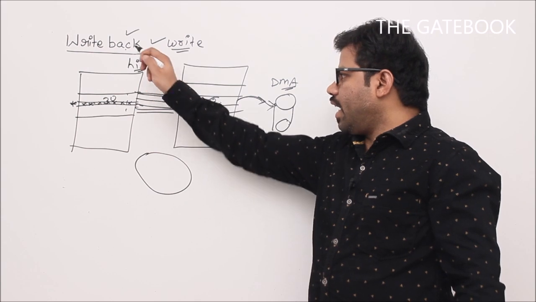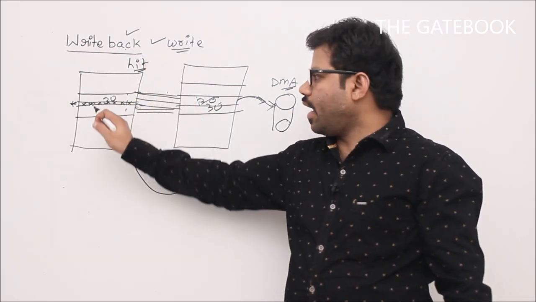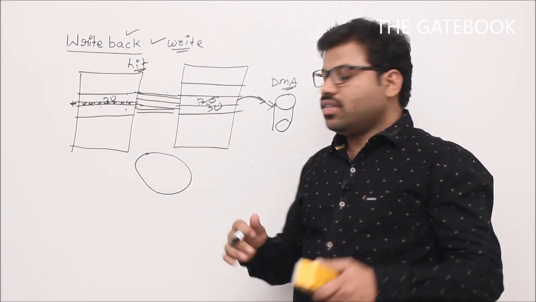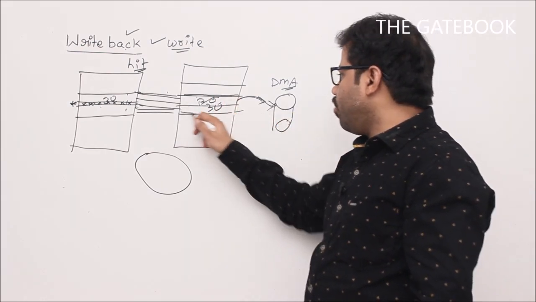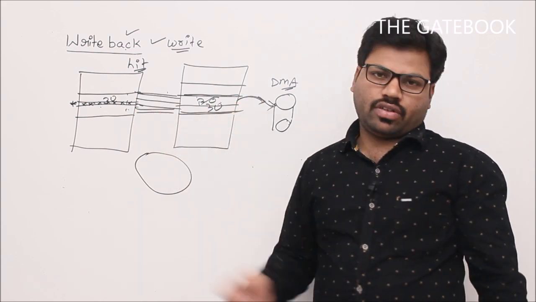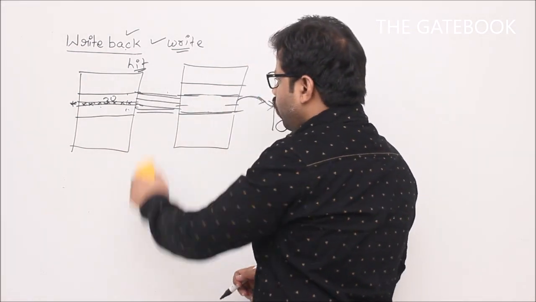Whenever there is a hit in the write back scheme, we update only the word in the cache, but we don't update it in the main memory. But suddenly, when some external event occurs and wants to take the data from main memory, the corresponding block will be moved immediately. Understand?